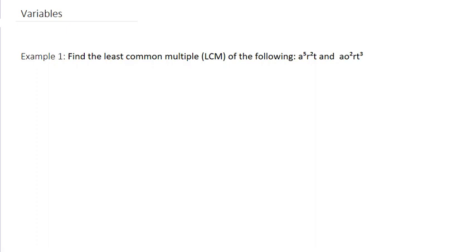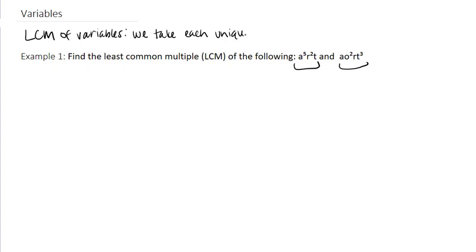Variables. Example 1. Find the least common multiple of the following, which you can see are two terms that are just variables. And so how we do that to find the least common multiples of variables, we take each unique factor and assign the highest exponent to it. So let's look at our example 1 in order to determine this.